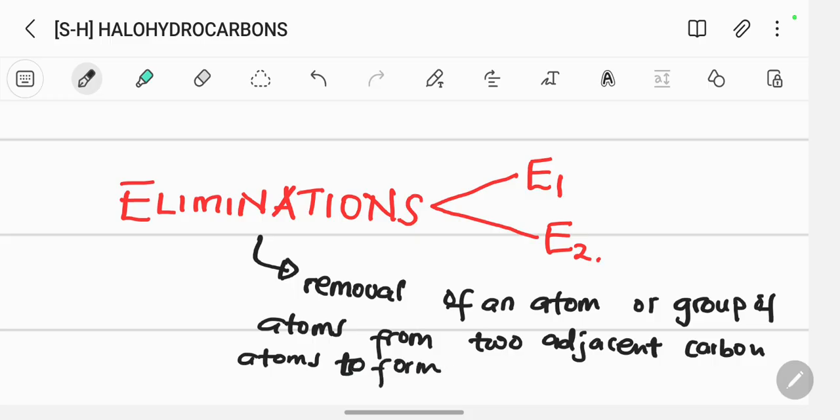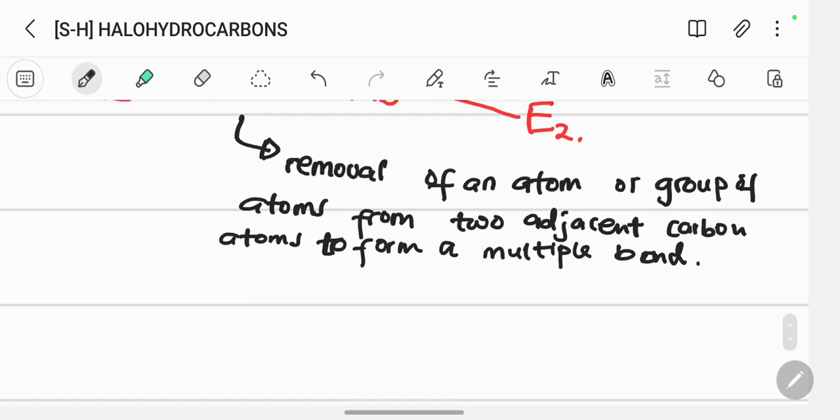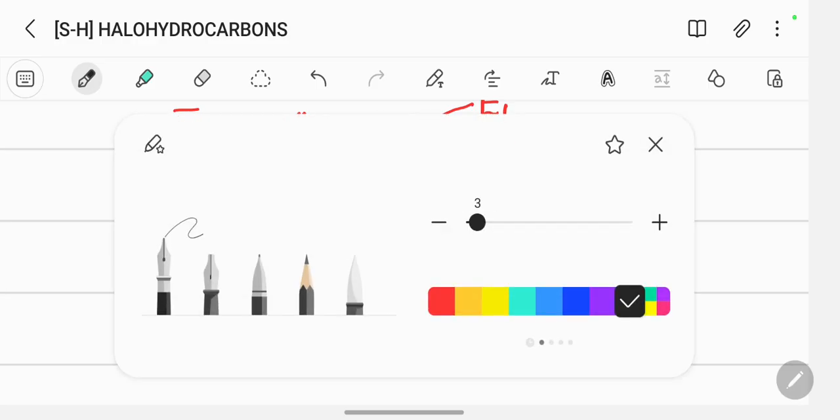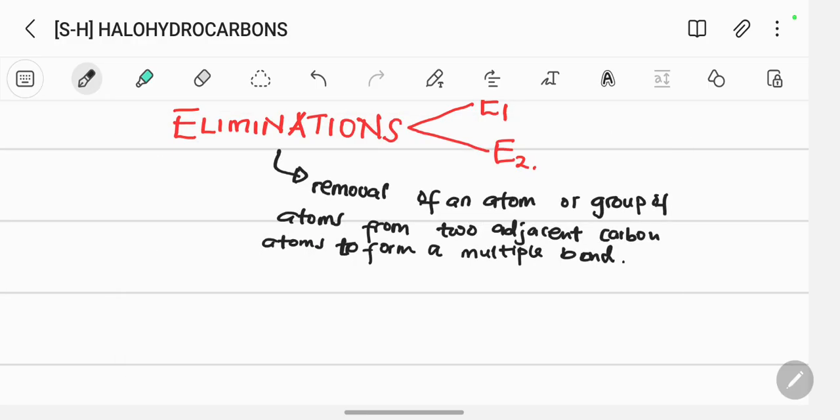So to form a multiple bond, that is a simple definition for elimination reactions. I'm moving on straight to the examples that we are having, and I'm going to cover an example.